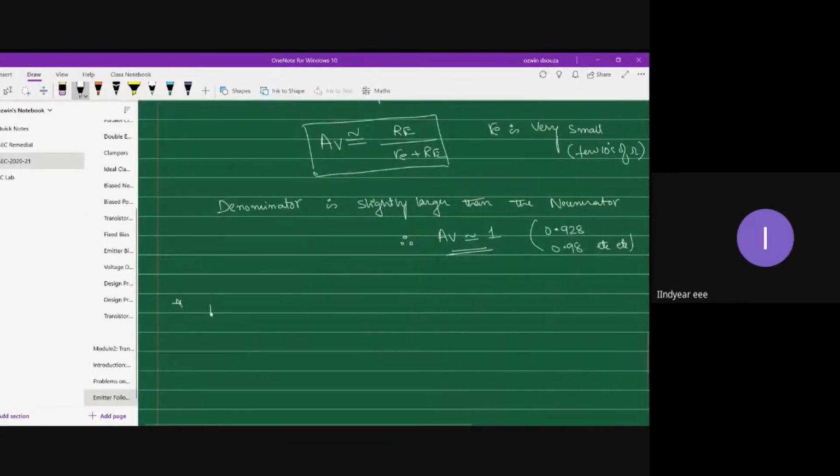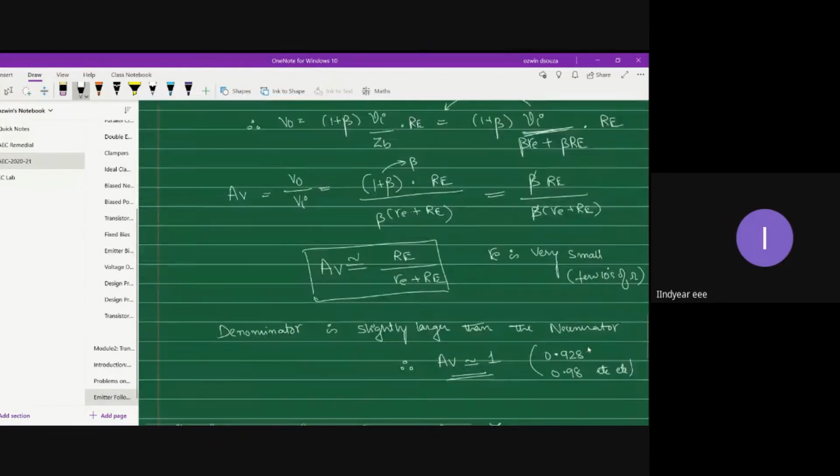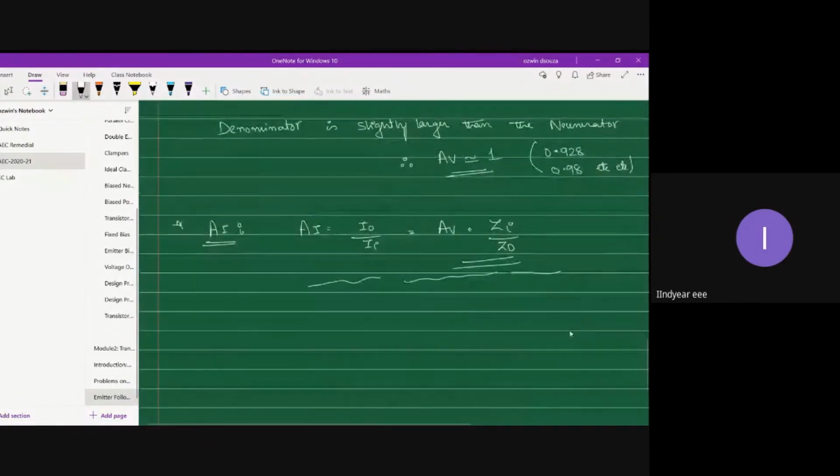And current gain AI, as usual, AI is equal to I naught by II, so that will give you AV times Zi by Z naught. That's your current gain, the normal expression. So that is your emitter bias analysis, a very important emitter bias analysis. It is close to your unbypassed capacitor case, the only difference being that there is no amplification taking place.